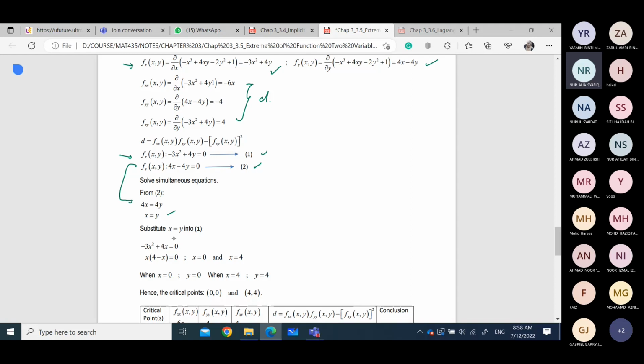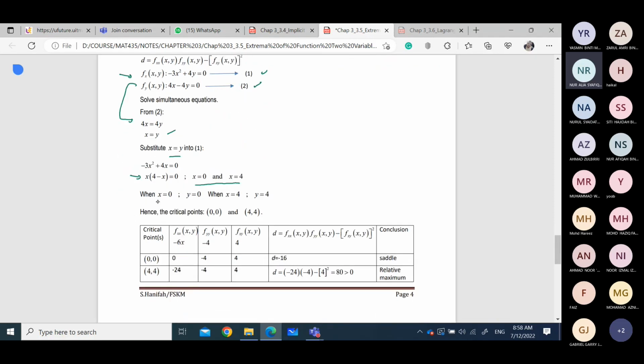So next we substitute x equals to y into the first equation. Then here we have the values of x and y. Okay, so based on this, we have x is 0 and x equals to 4. So when x equals to 0, y equals to 0. When x equals to 4, y equals to 4. Okay, so therefore we have two critical points. They are (0, 0) and the other one is (4, 4).